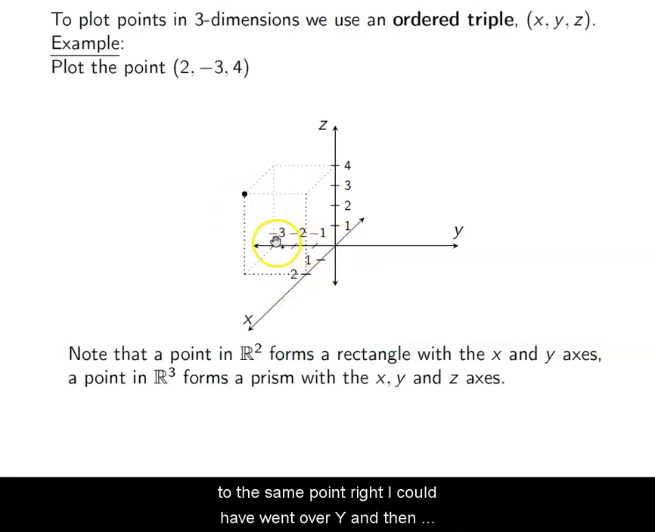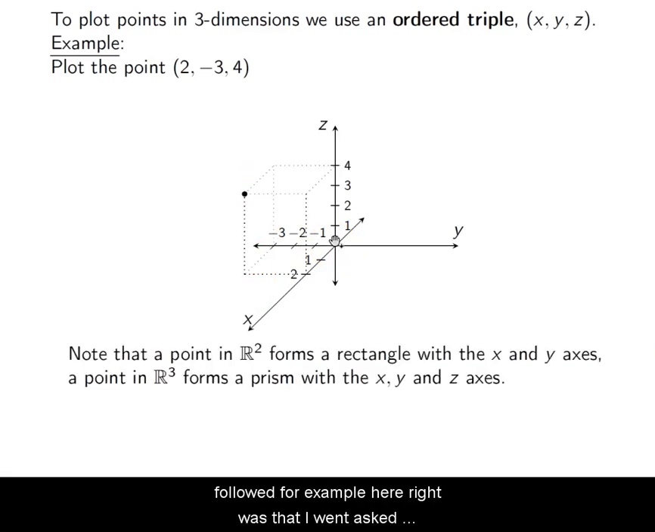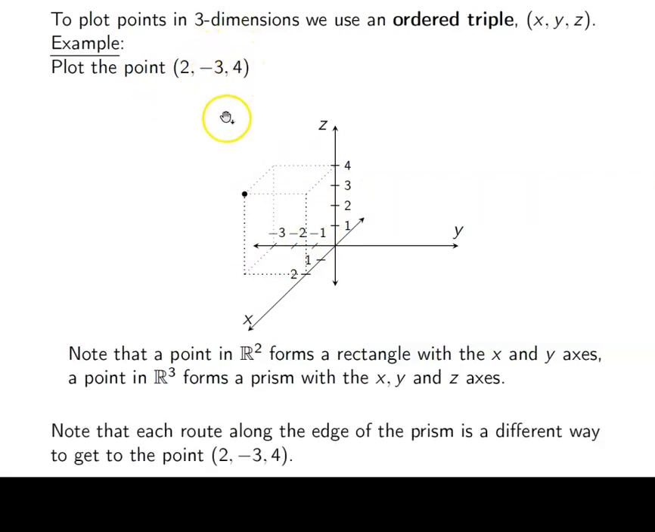I could have gone over y and then done my x and then done my z, right? But what I followed for our example here was that I went x, y, and then z, but I could have actually gone in any order as long as I'm moving 2 in x, -3 in y, and 4 in z. Okay. So again, note that each route along the edge of this prism is a different pathway for me to get to the point (2, -3, 4).